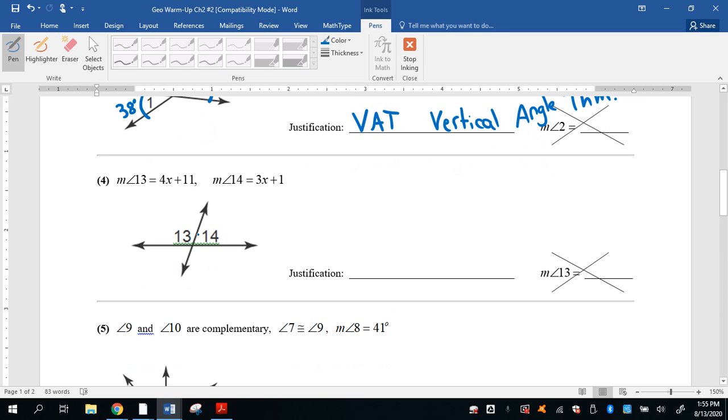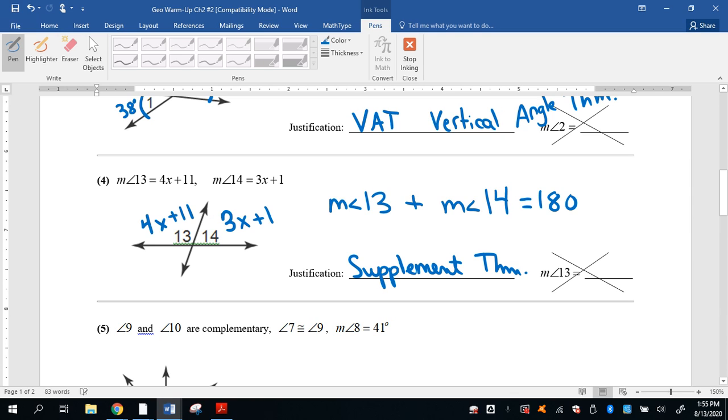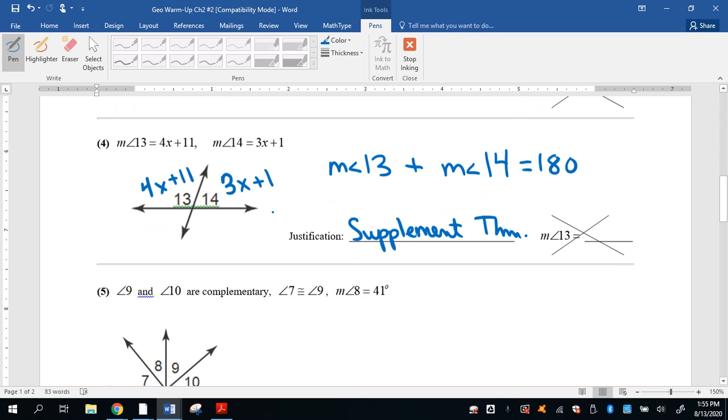Moving on to number 4. 13 and 14 form a linear pair. So that's the vocabulary word for 13 and 14. But their measures add up to 180 is by the supplement theorem. So this is the supplement theorem. Yes, they are supplementary, so they add to 180 degrees. And so we can mark up our picture. You would eventually solve for x, but right now we just want to get to know the justifications. So 13 and 14 form a linear pair, and by the supplement theorem, they add up to 180.